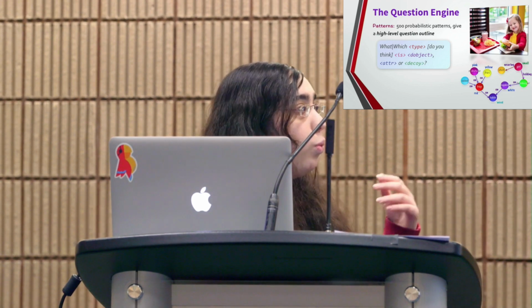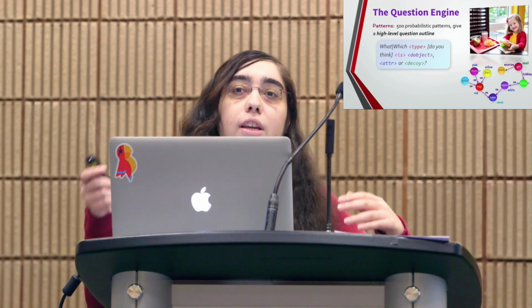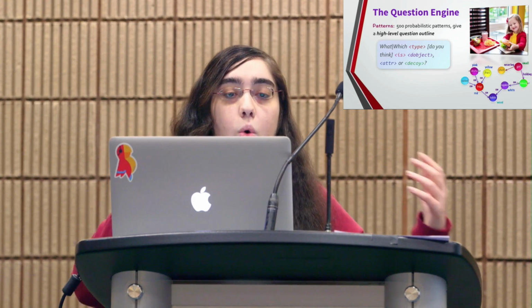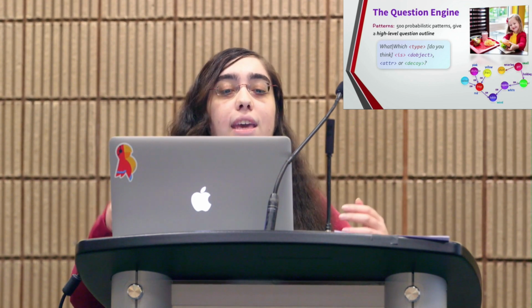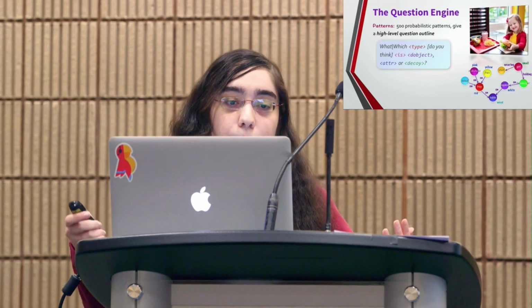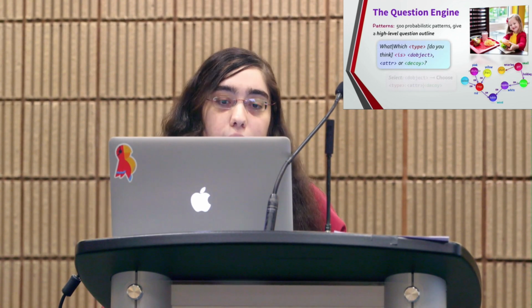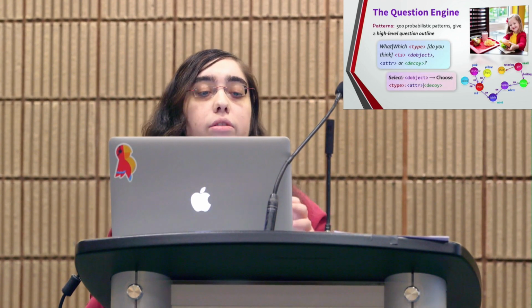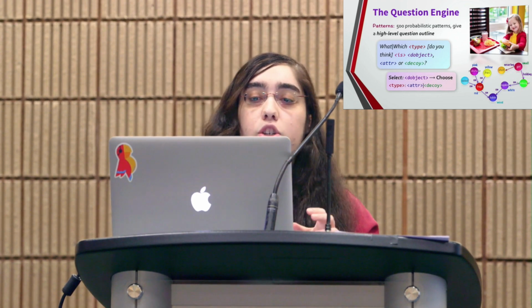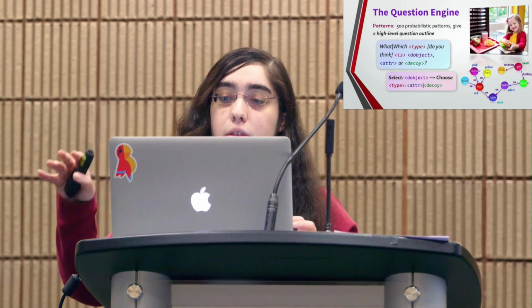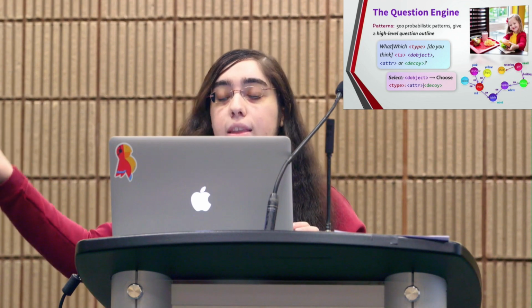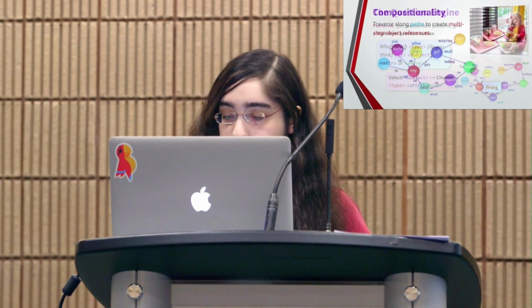This is quite generic. You can see something like, what or which type do you think is the object, attribute 1 or 2? A question that corresponds to that concretely can be, what color do you think is the apple, red or green, if we instantiate each of these slots? And each such pattern also has a corresponding semantic representation that represents a series of reasoning operations that we have to do in the graph to compute the answer.